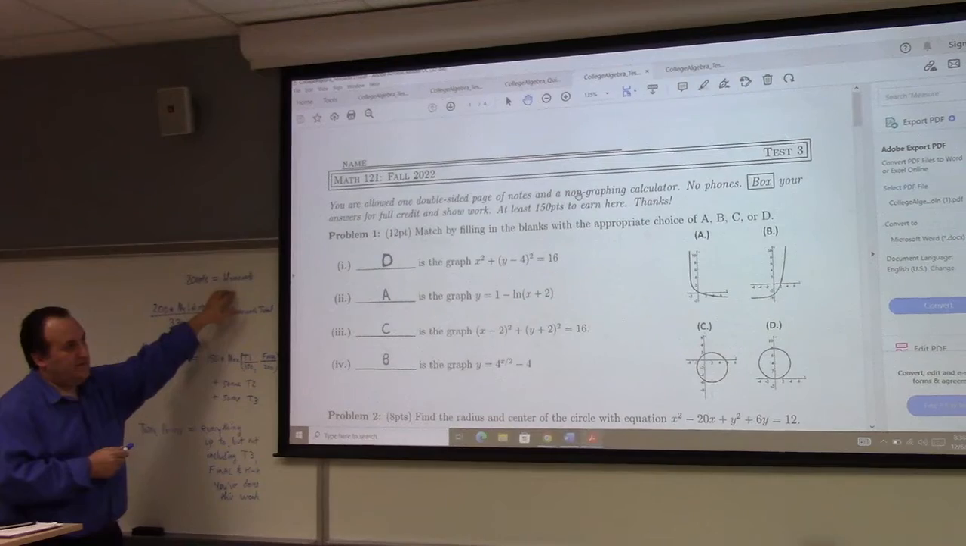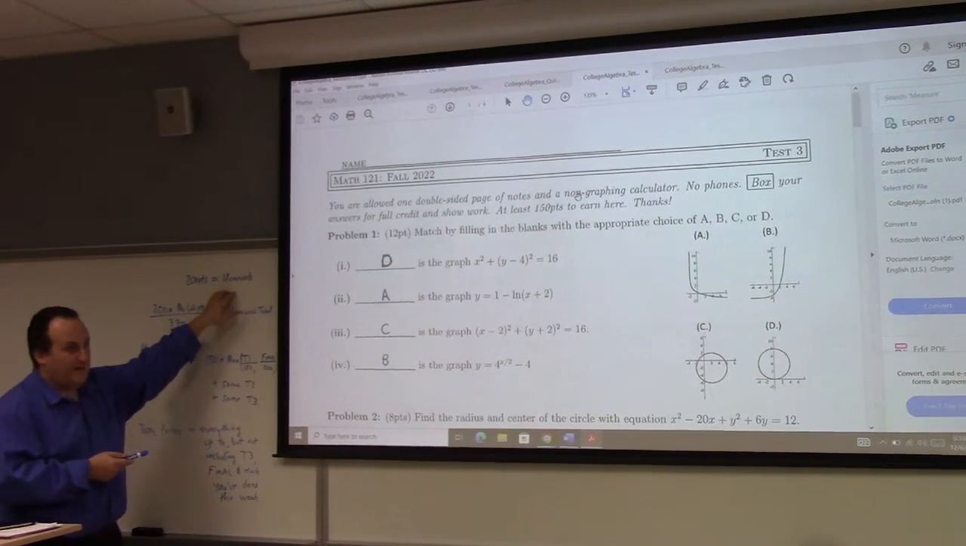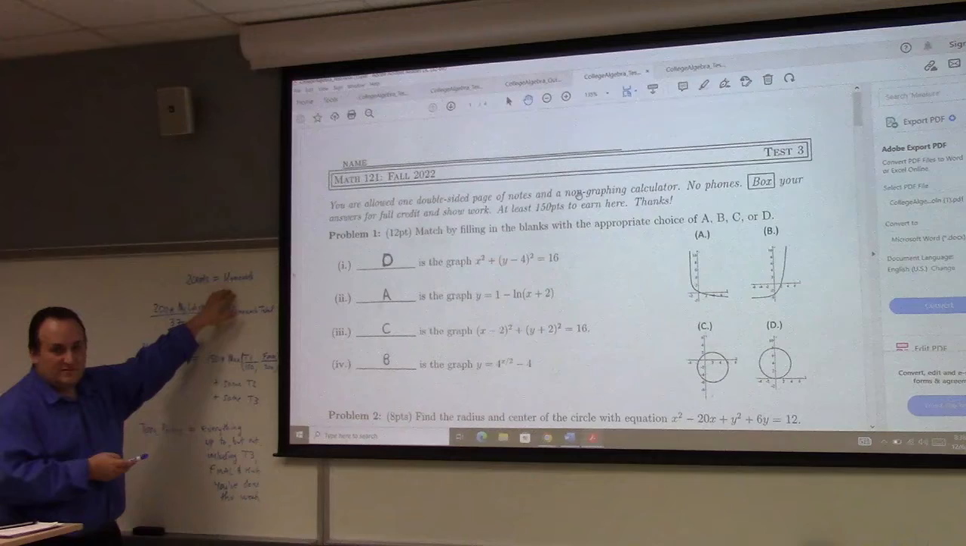However, if I put bonus points on the final, then that changes the equation a little bit too. And I do usually do that. My final usually has like 10% bonus. Now, is it easy to earn 110% on my final?